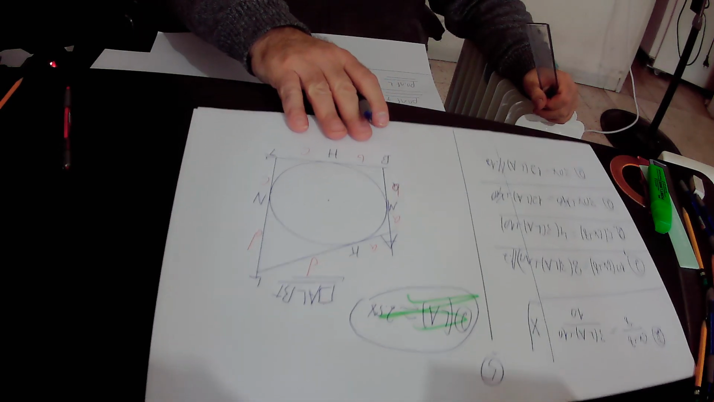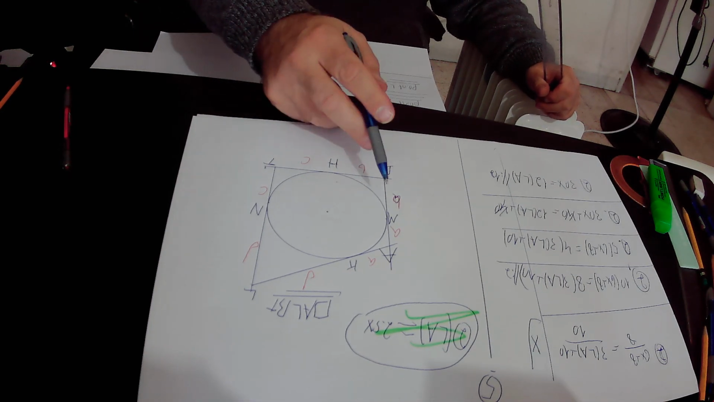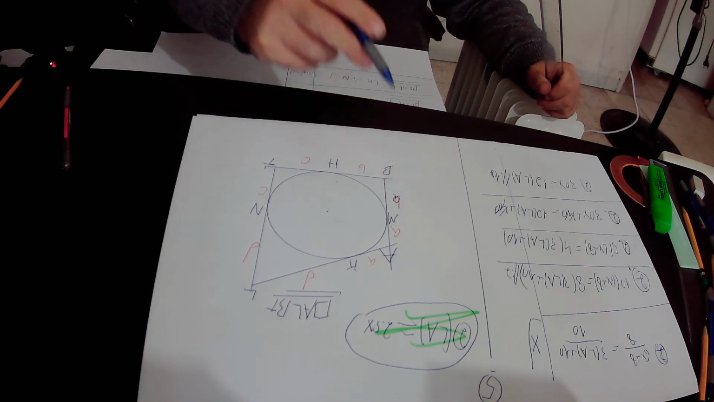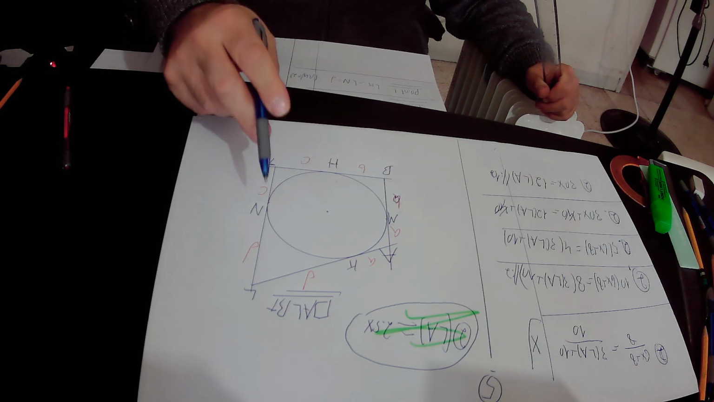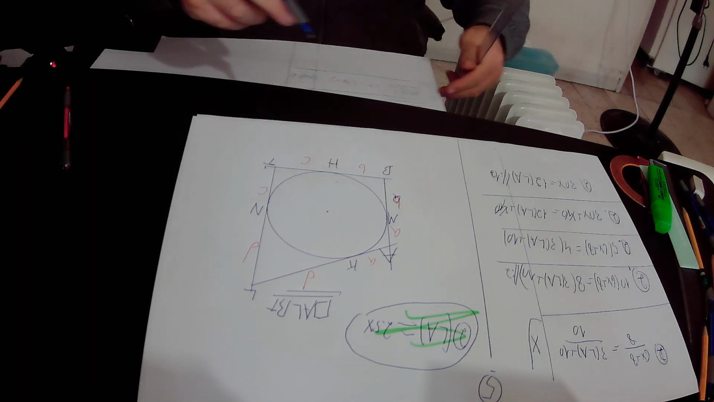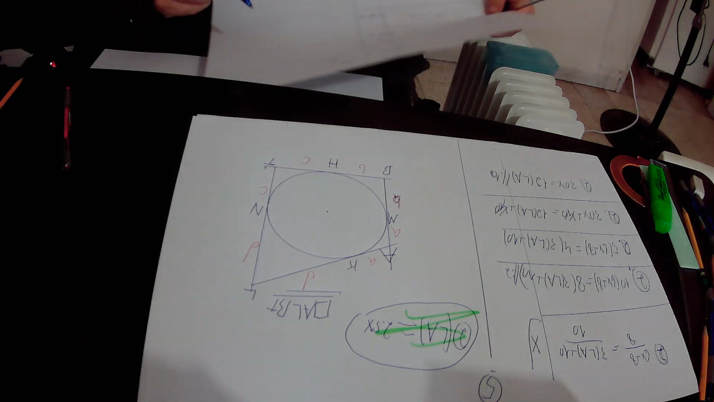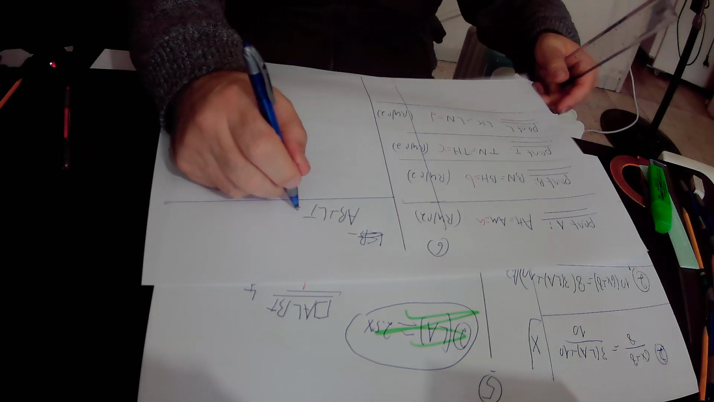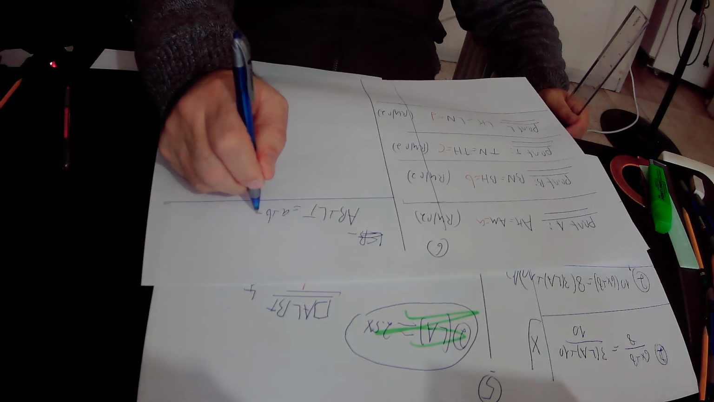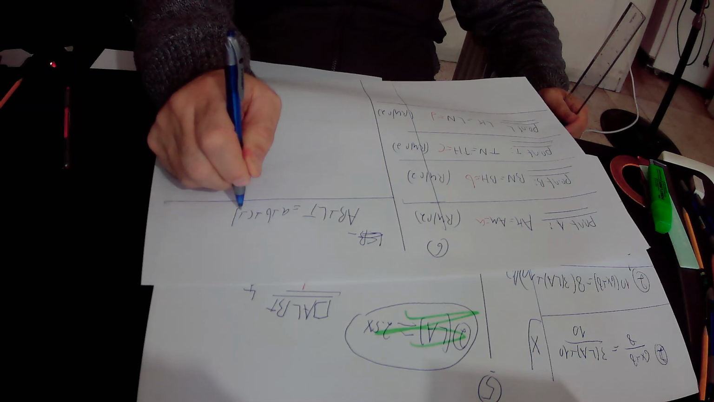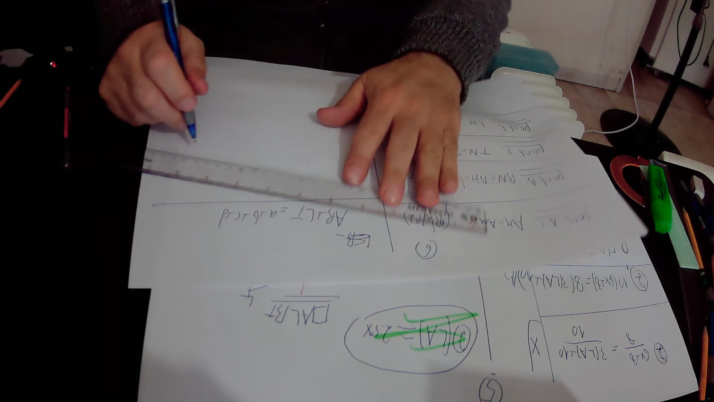From the drawing, it is very easy to see that AB equals A plus B and LT equals C plus D. So in total, AB plus LT equals A plus B plus C plus D.